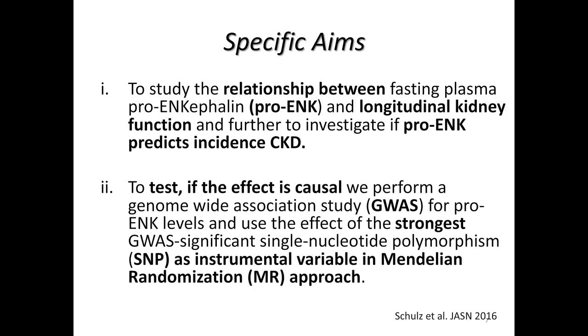So the specific aims of this study were to study if there is a relationship between fasting level of proenkephalin, again in a healthy population, and the risk of going on later to develop CKD or have a faster decline of your eGFR over time. And in the second part of the study, we wanted to test whether this is a parallel phenomenon related to filtration or something else, or whether it may actually be a causal relationship, meaning that a high level of proenkephalin may be causally related to chronic kidney disease. For this, we used genetic methods that I will briefly give you results on at the end.